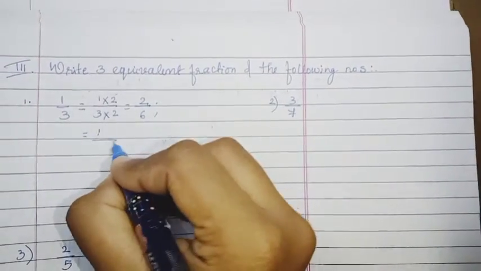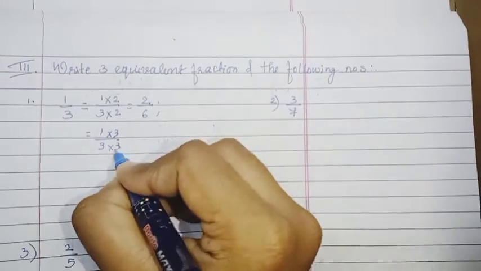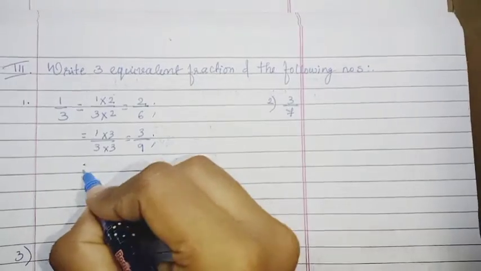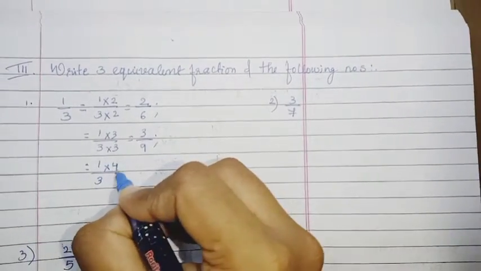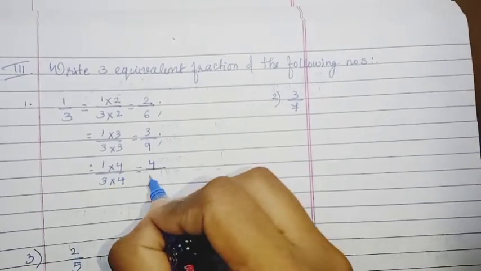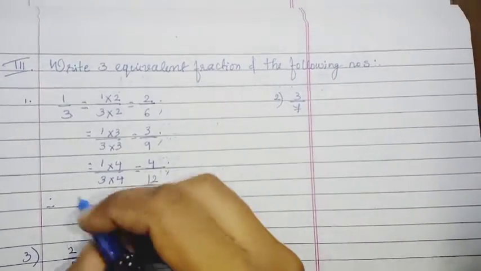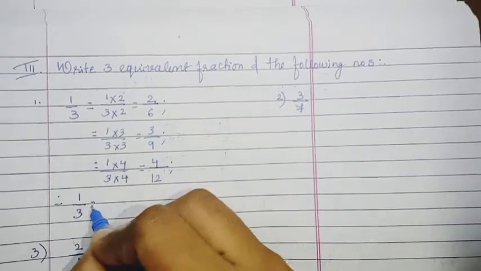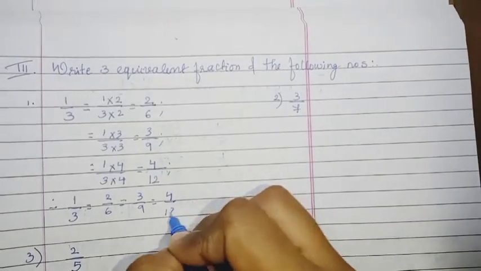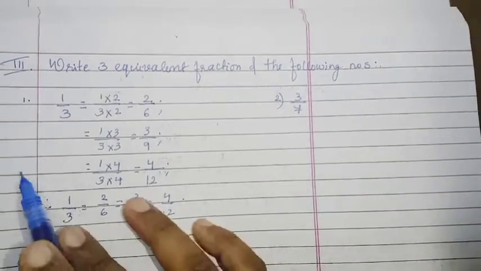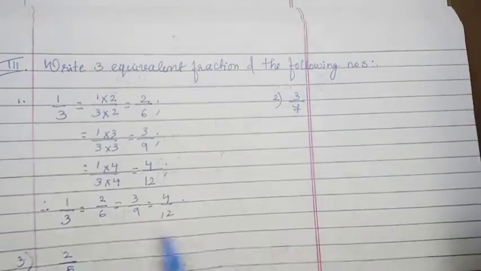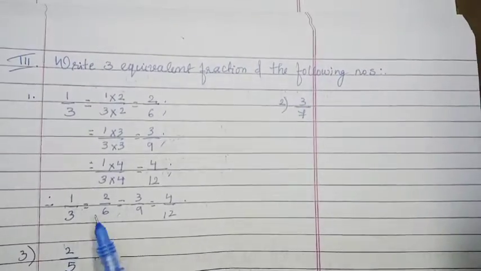Then 1 by 3, I am multiplying it by 3. 1 3 is a 3, 3 3s are 9. Then next again 1 by 3, I am multiplying it by 4. 1 4s are 4, 3 4s are 12. Okay. Therefore, which are the equivalent fractions here, children? 1 by 3 is equal to 2 by 6 is equal to 3 by 9 is equal to 4 by 12. So these are all the equivalent fractions of 1 by 3. So, understood? All these are equivalent fractions. So I am writing equals.